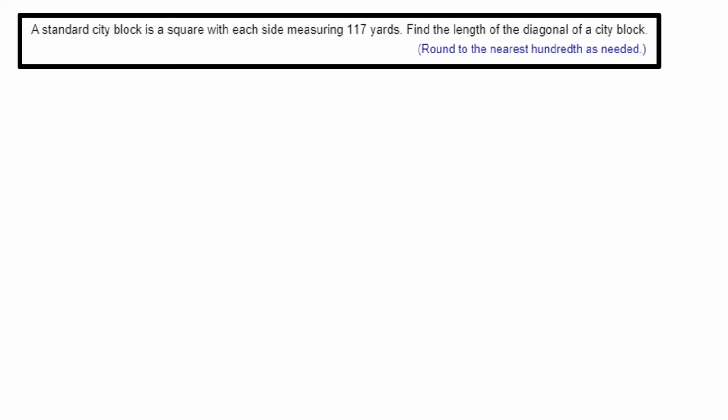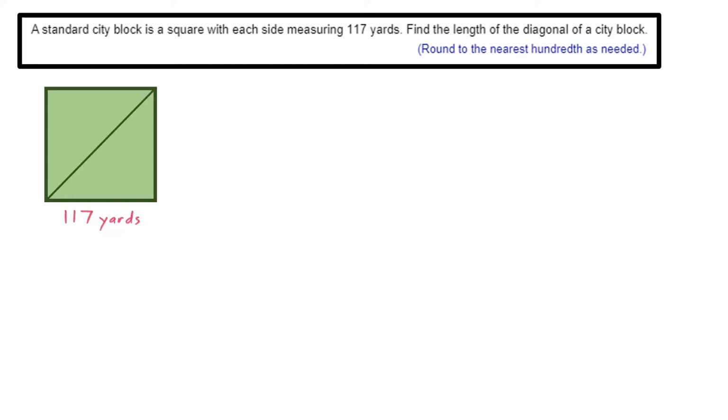A standard city block is a square with each side measuring 117 yards. Find the length of the diagonal of a city block. We can begin by making a diagram. The question says that each side of this square is 117 yards. It's asking us to find the length of the diagonal. If we recognize that this diagonal cuts our square into two right triangles, then we can use the Pythagorean theorem to solve. But first, let's label our diagram.